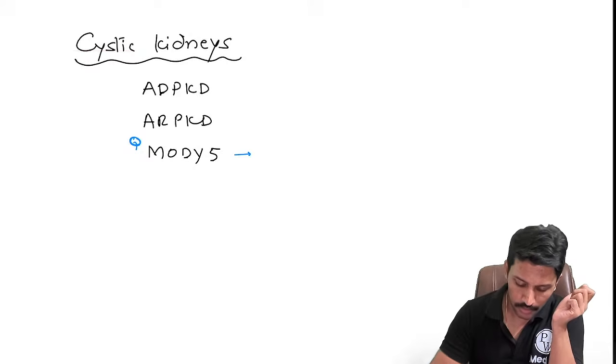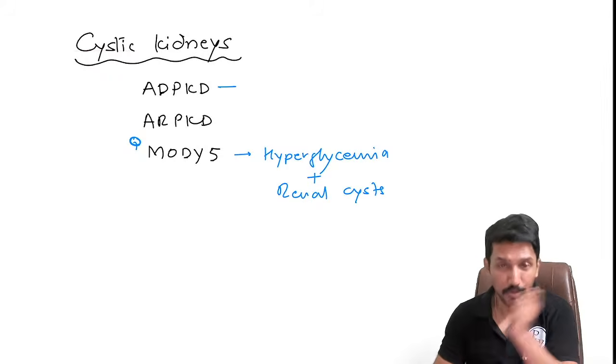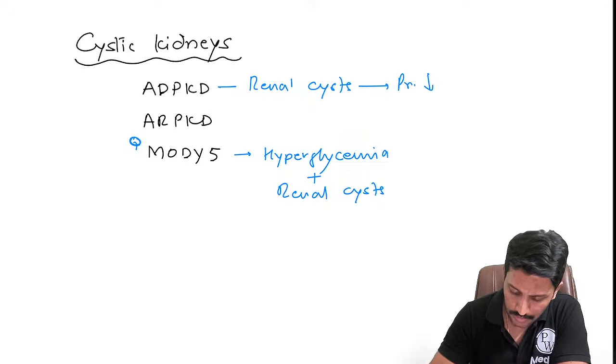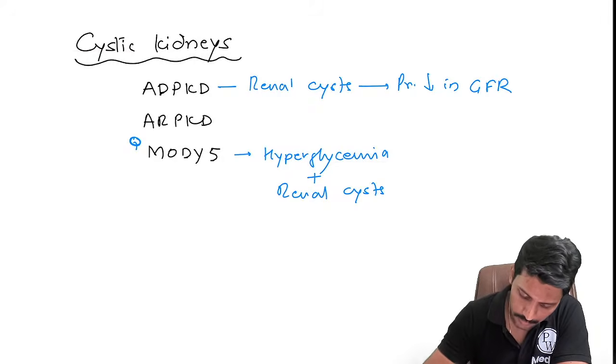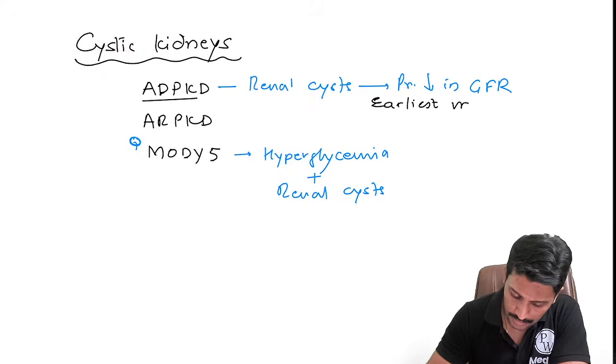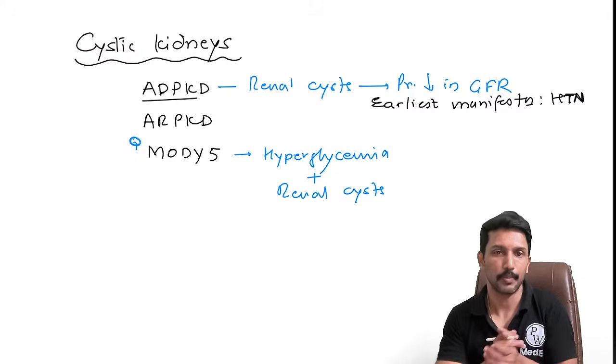MODY 5 will have hyperglycemia plus renal cysts. ADPKD, they will have renal cysts, then progressive renal failure, progressive decline in GFR, and remember the earliest manifestation of autosomal dominant polycystic kidney disease is development of hypertension because of the loss of renal functions.